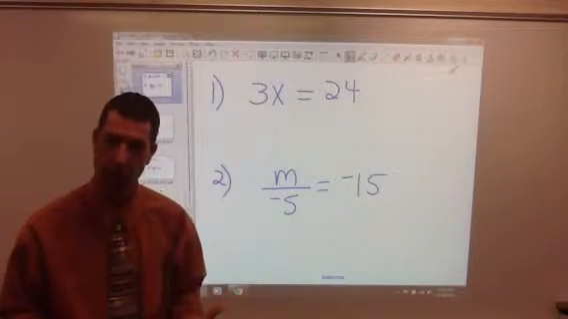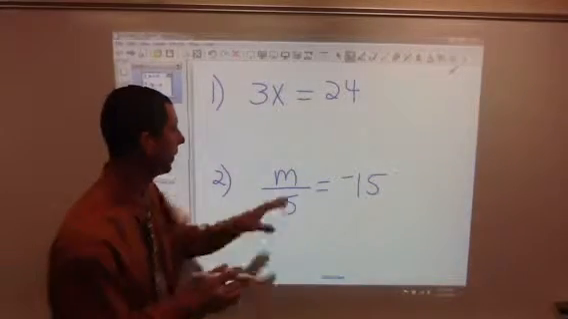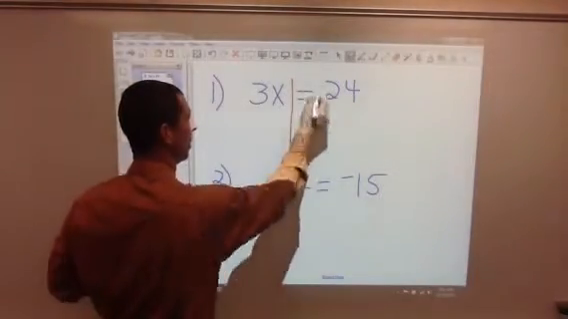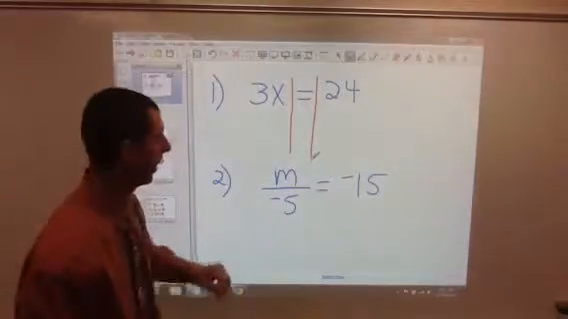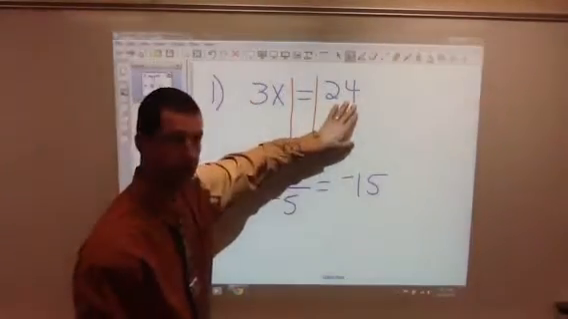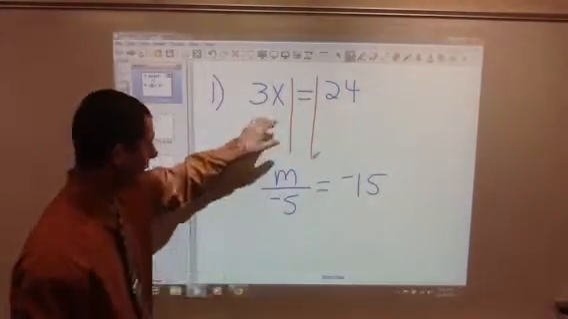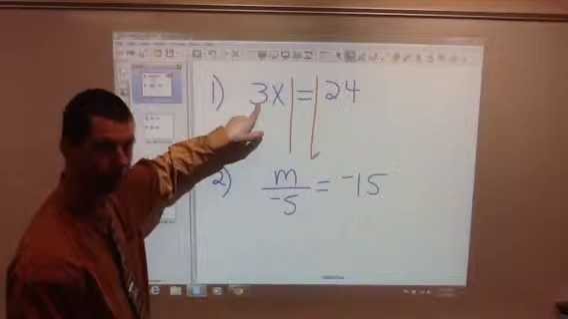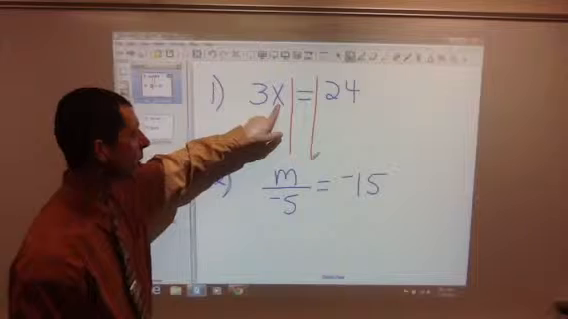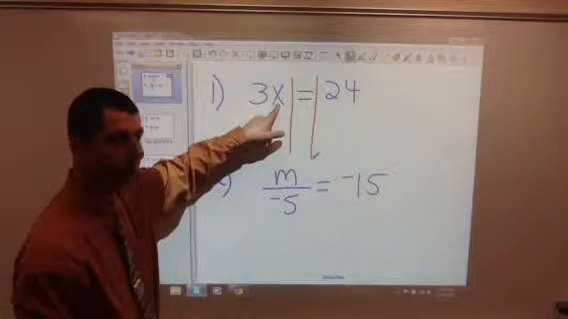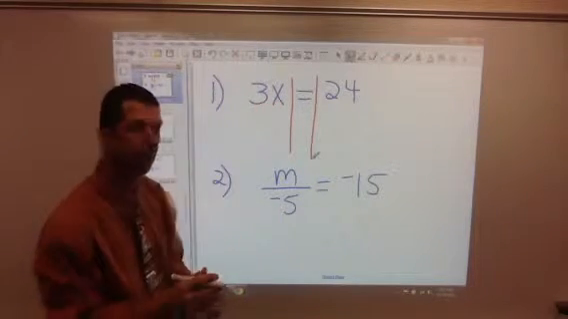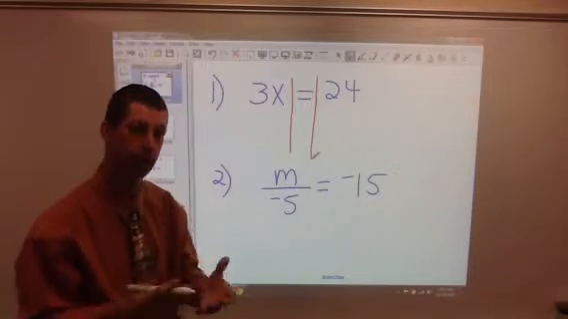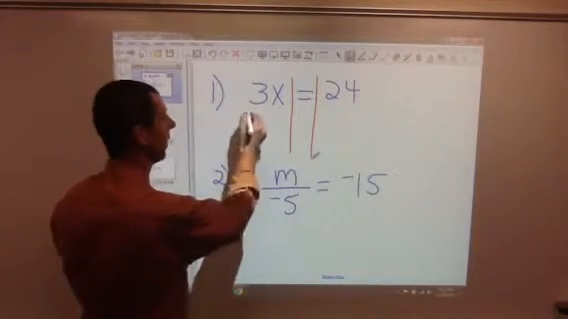Now, this is how your problems need to look. We take this problem here. What I want you to do is separate the equation into 2 sides. This is one side, this is another side. Now we find our variable. Our variable is x. We want to get rid of the 3. Well, we ask ourselves, what is being done to the variable? The variable is being multiplied by 3. So we need to do the opposite operation, or the inverse operation, which is to divide by 3.